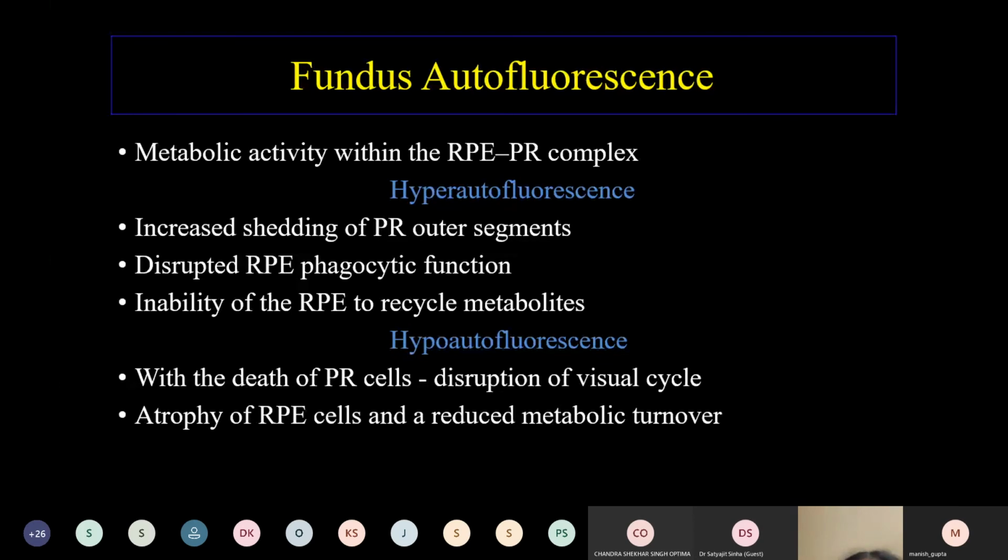Hypoautofluorescence means there is death or atrophy of the photoreceptor cells, disruption of the visual cycle, and atrophy of the RPE cells, indicating an irreversible damage.